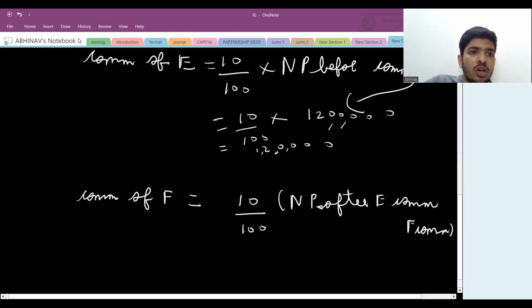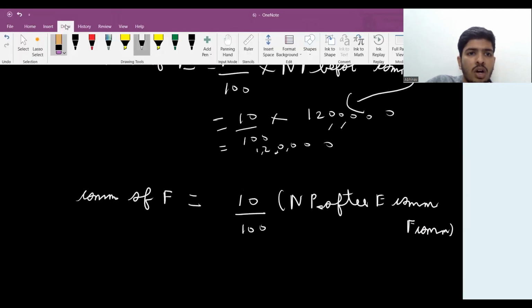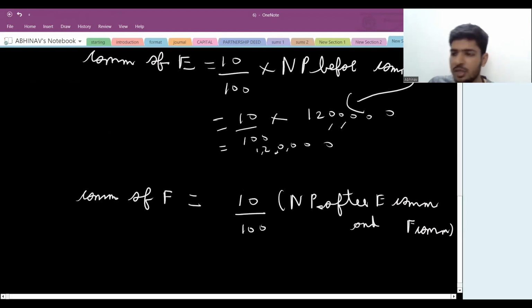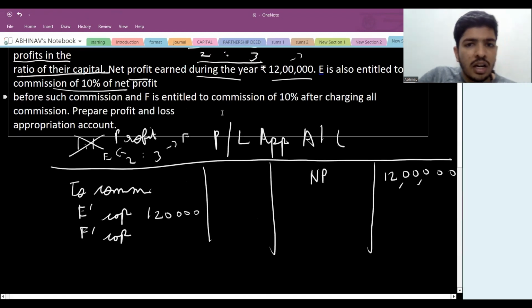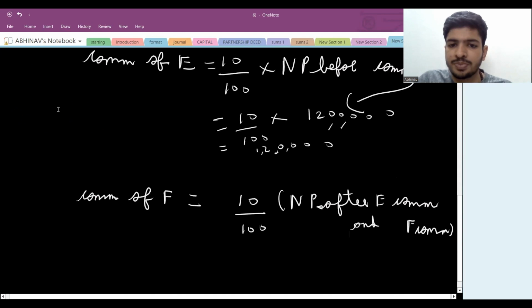and also F's commission. Because here they're telling F is entitled to commission of 10% after charging all commission. That means because only two commissions are paid, one to E and one to F, when E's commission is subtracted from net profit and also F's commission is subtracted, that remaining net profit after charging all commission, on that 10% is F's commission. That's what it actually means.